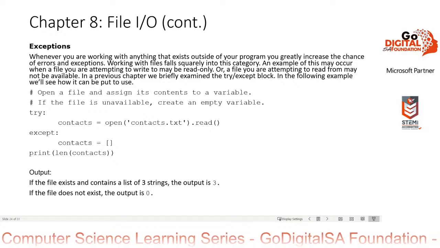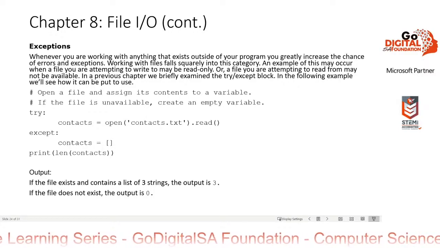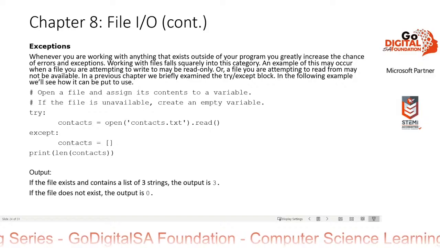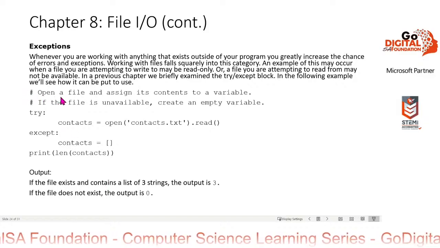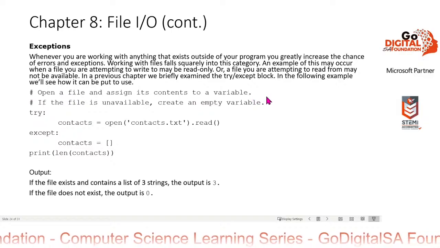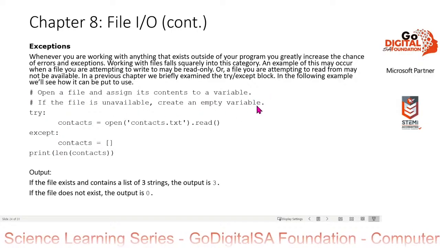In a previous chapter, we briefly examined the try except block. In the following example, we'll see how it can be put to use. Okay, so here we've got a program. Comment: open a file, and assign its contents to a variable. If the file is unavailable, create an empty variable.